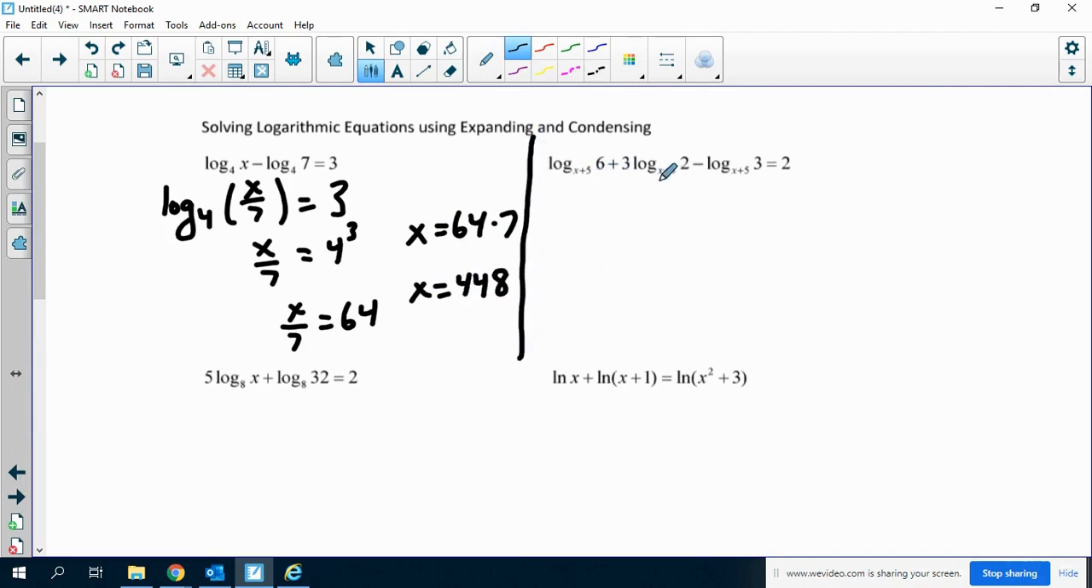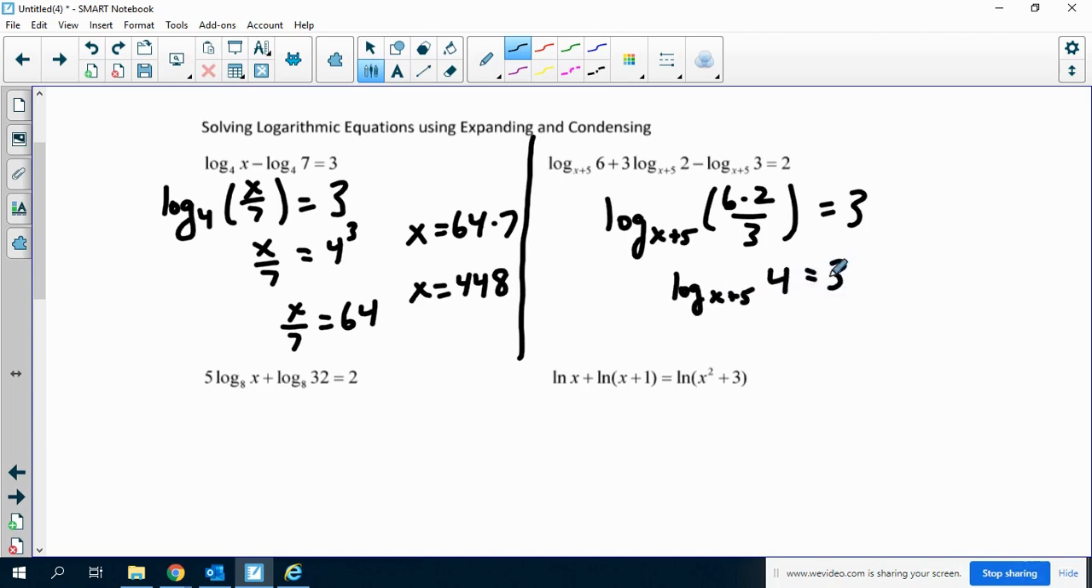Problem 2. All of these have base x plus 5, so I can condense these. Log base x plus 5 of 6 times 2 divided by 3 equals 2. 6 times 2 divided by 3 is 12 divided by 3, which is 4. So log base x plus 5 of 4 equals 3. So x plus 5 to the third power is equal to 4.